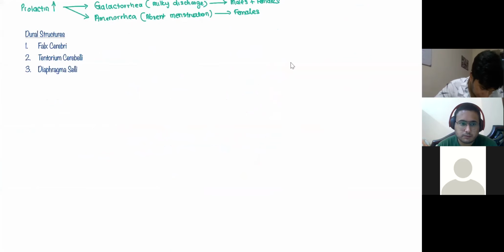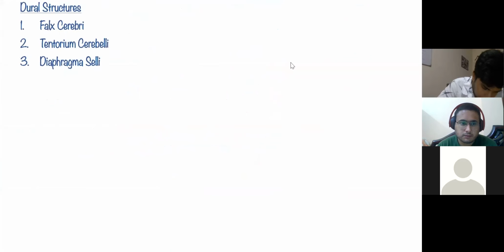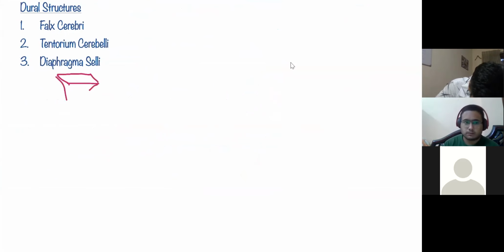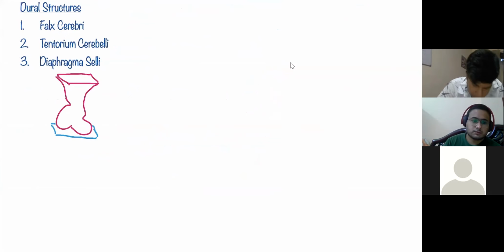Then the Diaphragma Sellae. We have the hypothalamus like this. Can someone tell me what this structure is called? The structure into which this falls, the bony structure? Cavernous sinus? No, that is lateral to these. Sella turcica. This is the sella turcica.